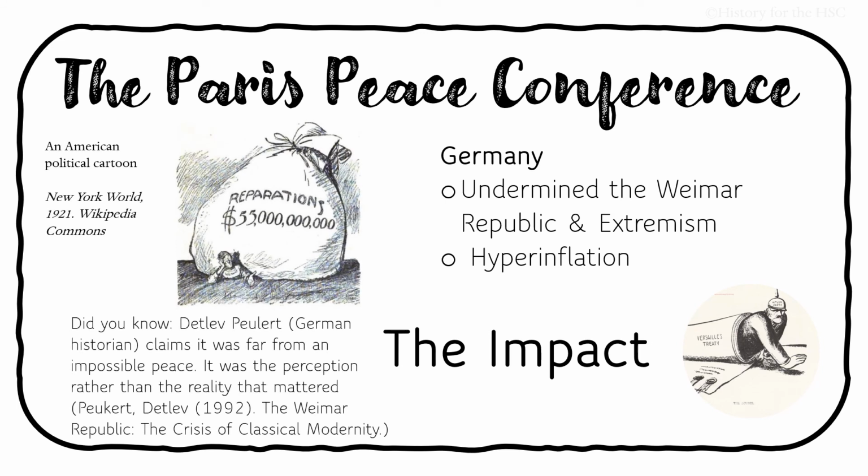Historians are somewhat split on this, on the impact on Germany. Was the treaty actually too harsh, or was it relatively reasonable? The German historian Detlev Peukert makes a valid point which is worth thinking about. His point is that it's not actually that the peace is impossible, that the terms of the treaty were so unreasonable as to make life impossible in Germany.